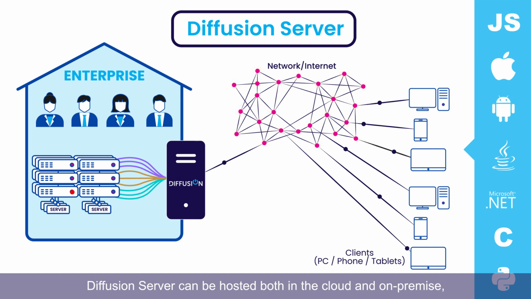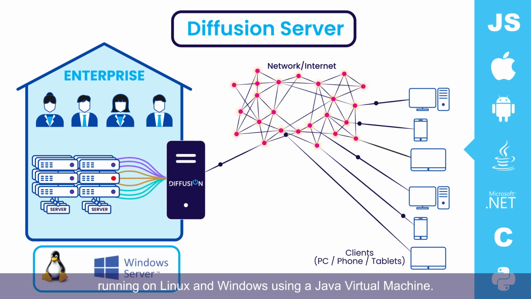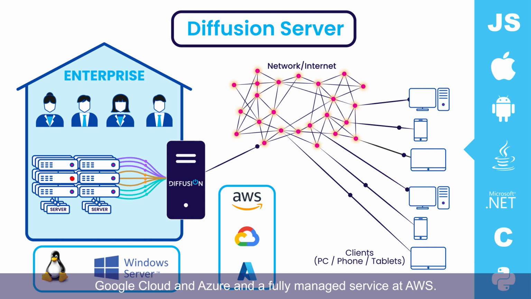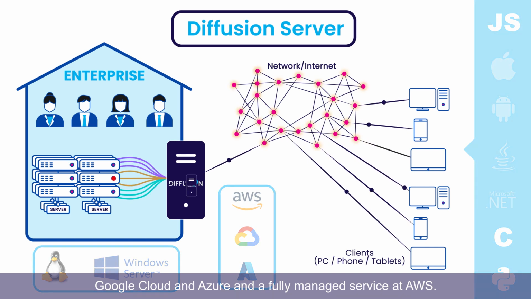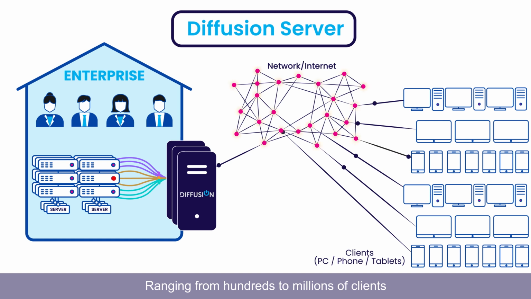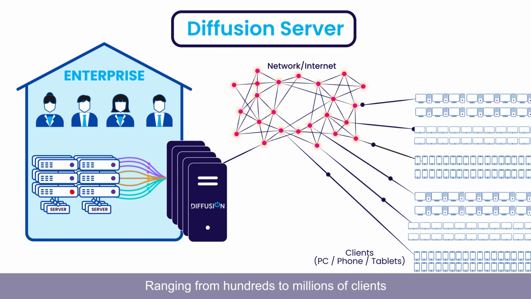There are SDKs for JavaScript, Apple, Android, Java, .NET, C, and Python. Diffusion Server can be hosted both in the cloud and on-premise, running on Linux and Windows, using a Java virtual machine. There are marketplace appliances available at AWS, Google Cloud, and Azure, and a fully managed service at AWS. There are deployment topologies for all sorts of applications, whether at small or internet scale, ranging from hundreds to millions of clients, with clustering for redundancy and load balancing.